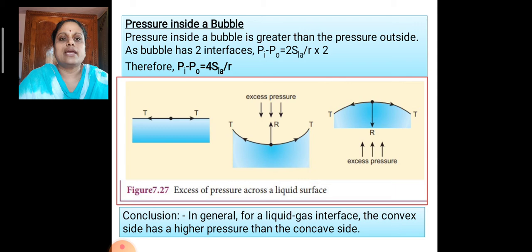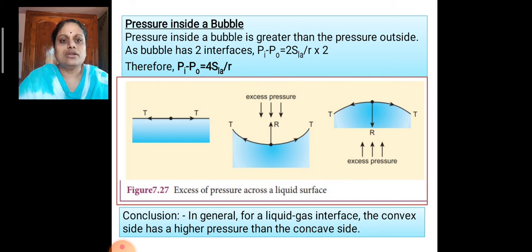Now let us take the case of a bubble. If you are finding the pressure inside a bubble, it will be greater than its pressure outside. A bubble has two interfaces, unlike a drop. So the excess of pressure Pi minus Po will be 2 times that of a drop, that is 2 into 2S by r, which is 4S by r.